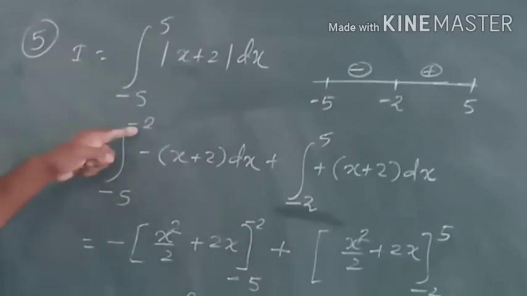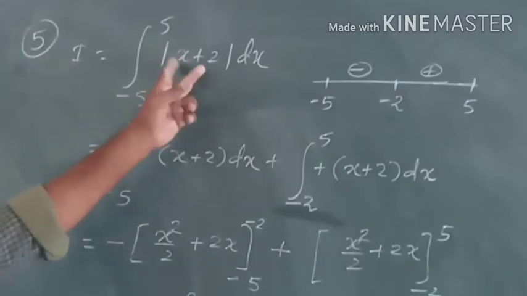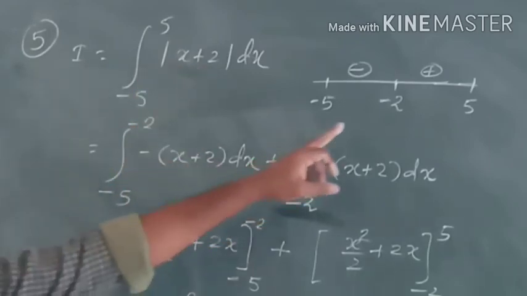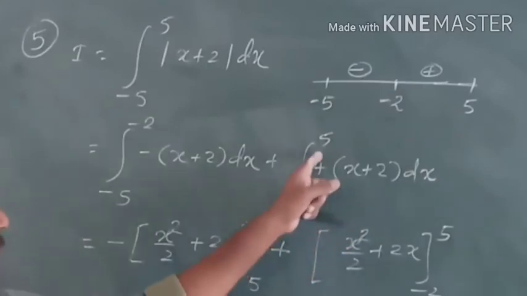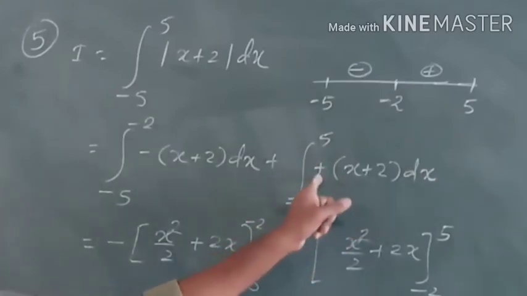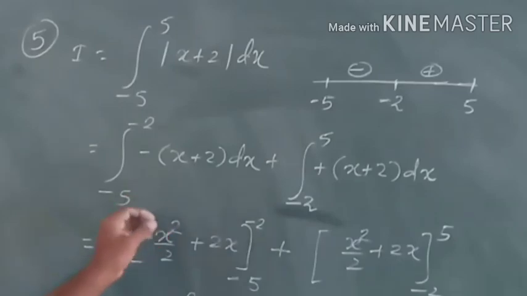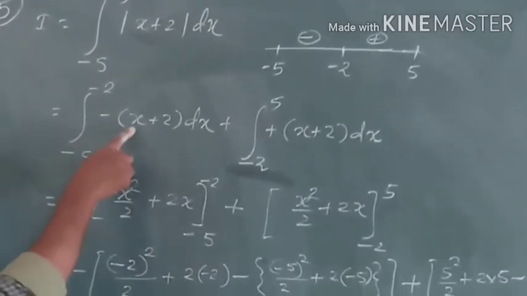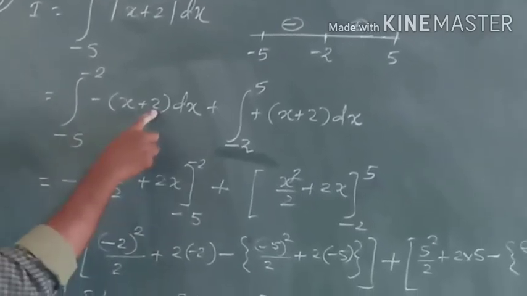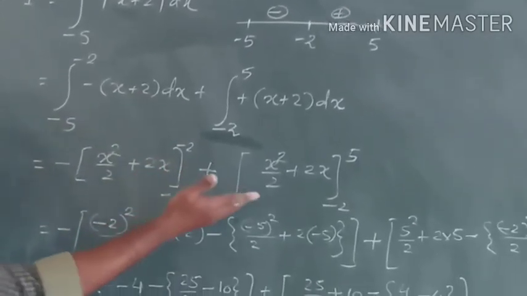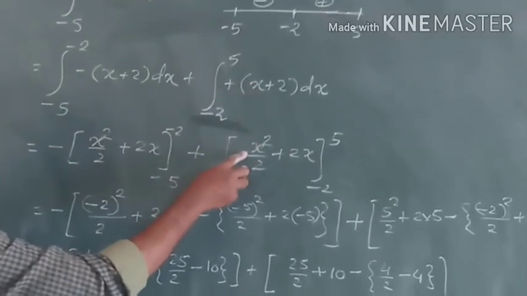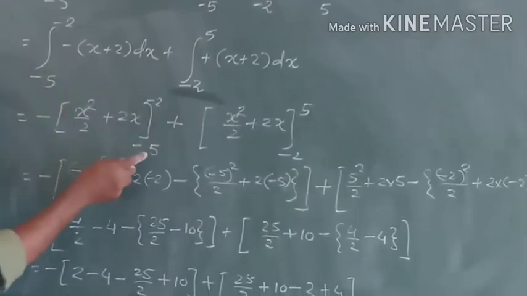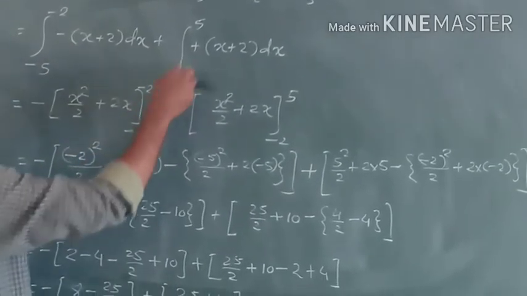So minus 5 to minus 2, and in this interval our function is negative. So write minus sign here, minus of x plus 2, and minus 2 to 5, it will be positive, right? Plus sign here, x plus 2. Now take integral in both. So this minus sign as it is, integral of x which is x square by 2 and integral of 2 which is 2x, and same as here, integral of x is x square by 2 and integral of 2 is 2x, and limit here minus 5 to minus 2 and here minus 2 to 5.